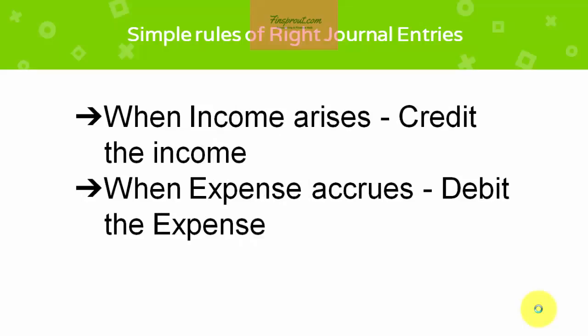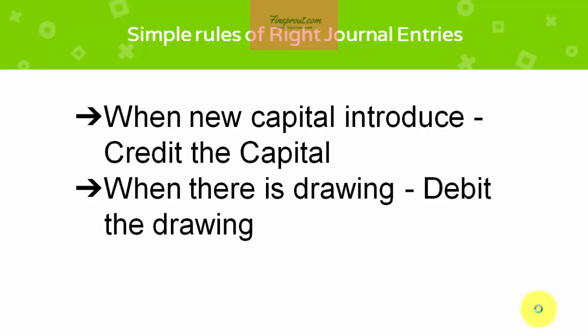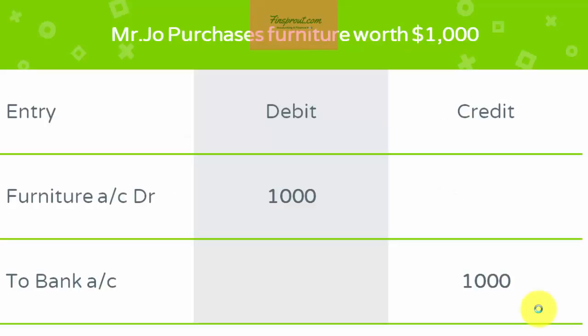For instance, when income arise, credit the income, and when expense occurs, debit the expense. There are also rules for capital and drawing. When new capital introduced, credit the capital, and when there is drawing by proprietor, debit the drawing. Let's move to the examples.